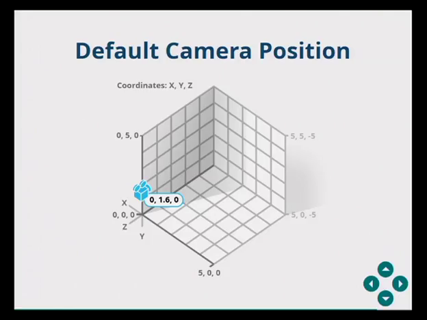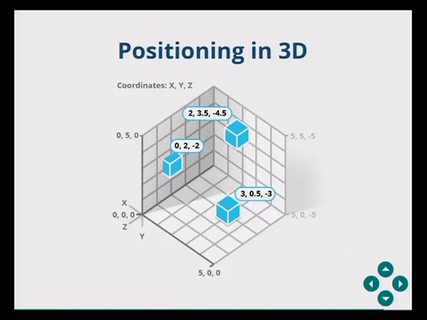So X, Y, Z. Y is up, Z is in front of me, and X is off to my right. Another strange thing, you start by facing down the negative Z-axis. So if you want something to be in front of you, you need to have it at negative 5. If it's positive 5, you're like, where the hell's my sphere? This is bullshit. Word to the wise.